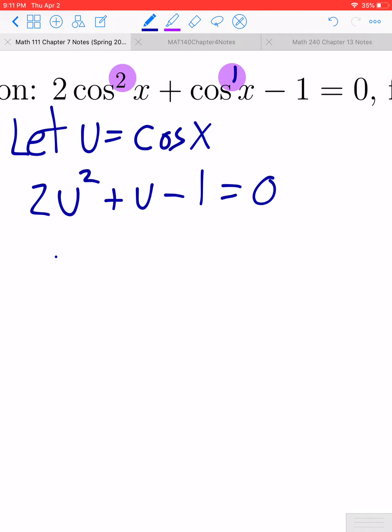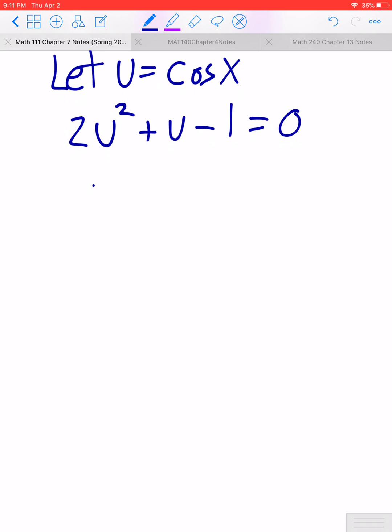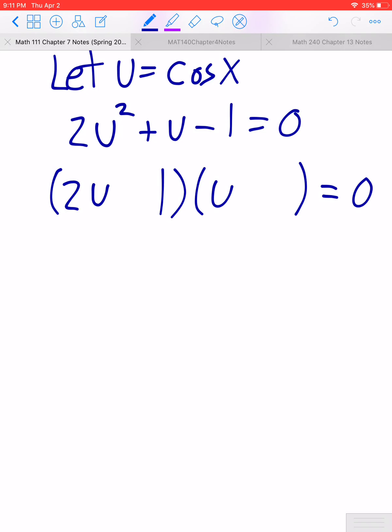You can solve that quadratic using whatever method you're comfortable with. There are many ways to solve a quadratic equation. This one should factor. It's going to factor as 2u and u. We're going to have a 1 and a 1. And then the signs should look like this. It's going to be a plus and a minus. If you're uncertain or don't feel comfortable, you can always expand it back out, distribute it, but that will be the factorization for 2u squared plus u minus 1.